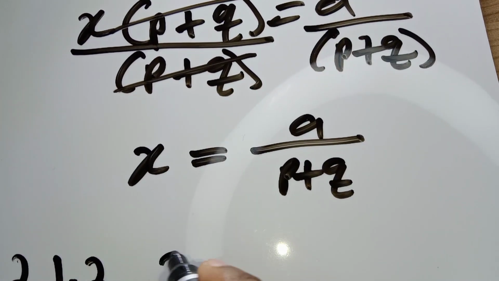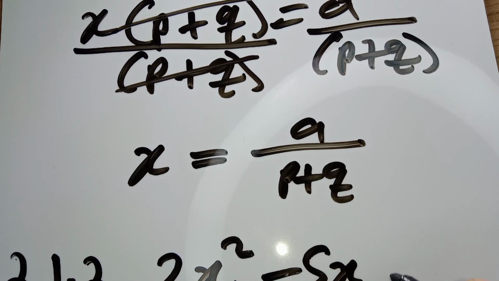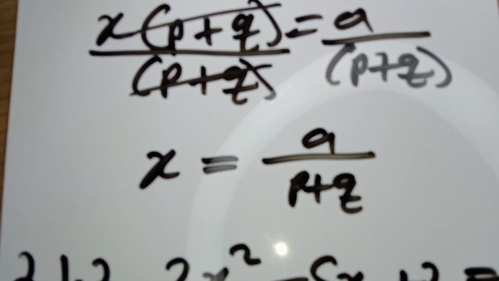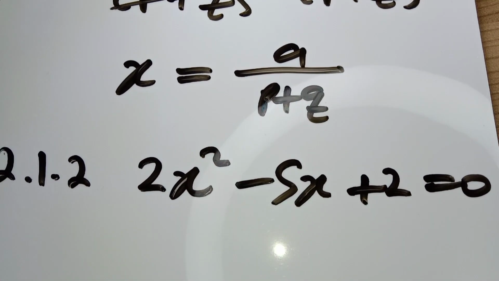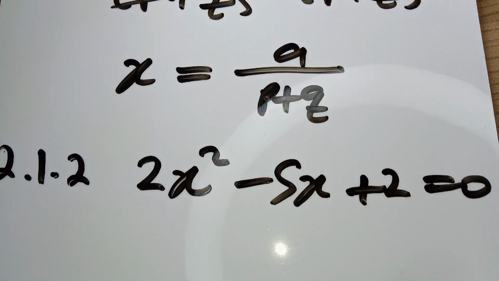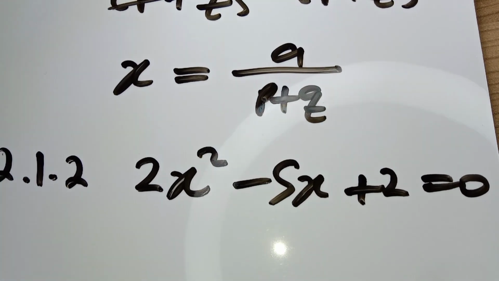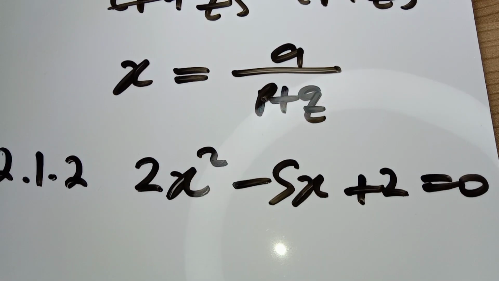2.1.2. We're having 2x squared subtracting the 5x there plus 2. We are also still expected to solve for x. We are having x here, we are having x here, we are not having x there. It means you cannot take out the common factor. And we are having x as the second degree there.